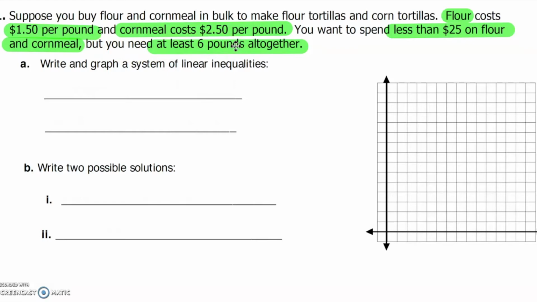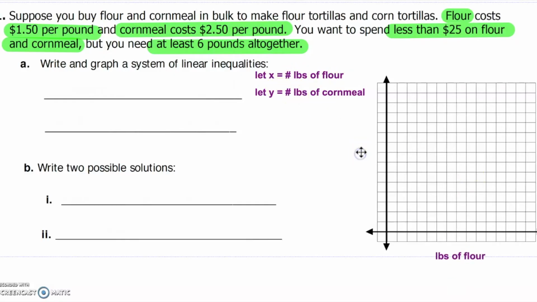So let's write our let statements first. We're talking about two different quantities, the amount of pounds of cornmeal and the amount of pounds of flour. So we're going to let x be our pounds of flour, y be our pounds of cornmeal. That means that our x and y axes are going to be pounds of flour and pounds of cornmeal. So now let's go back to our situation and write our inequalities.